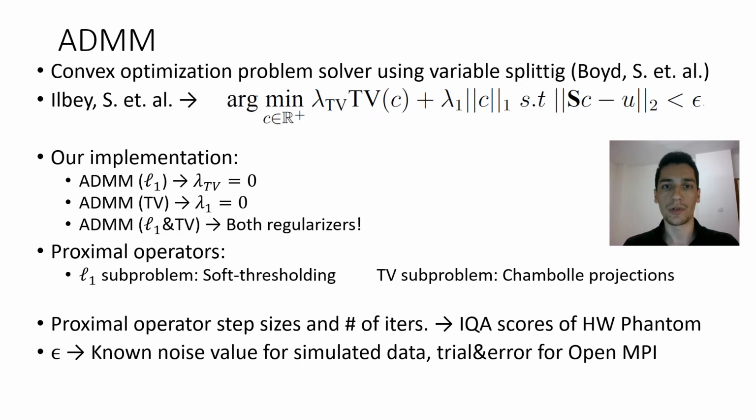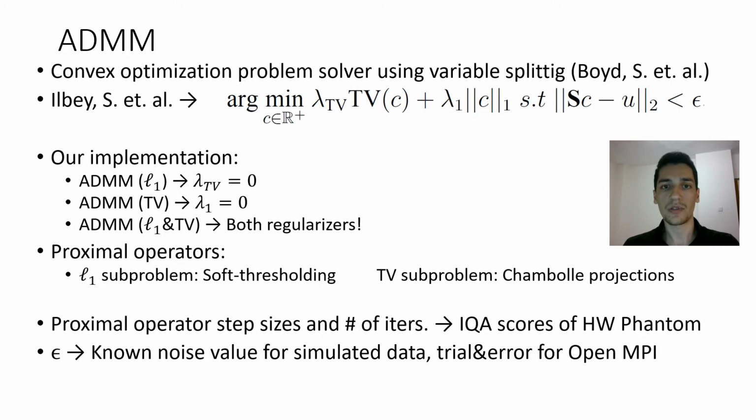They solved the problem minimizing total variation and L1 norm of the image subject to the data fidelity with a noise limit. In our implementation, we use 3 versions of ADMM, in which we enforce only L1, only TV, or both L1 and TV sparsity. For the L1 subproblem, we use soft thresholding. For the TV subproblem, we use Chambolle projections as proximal operators.